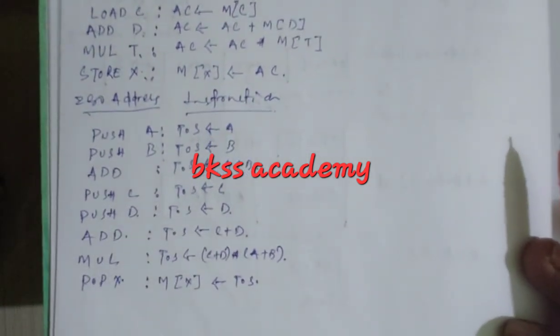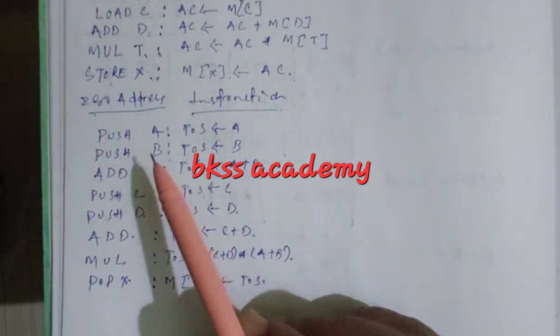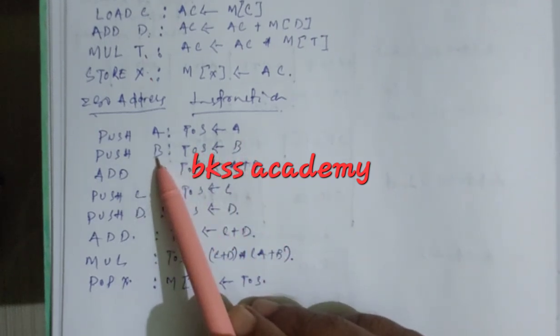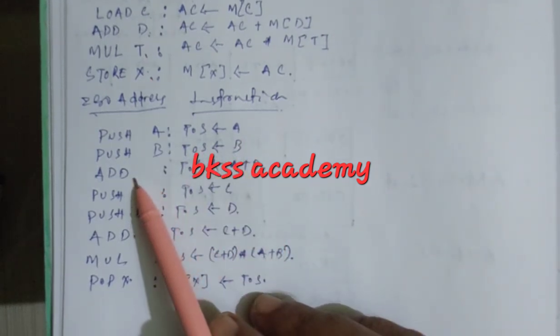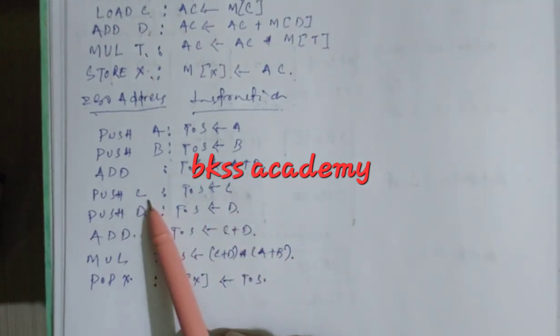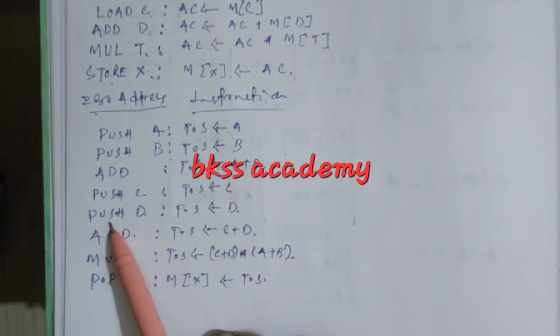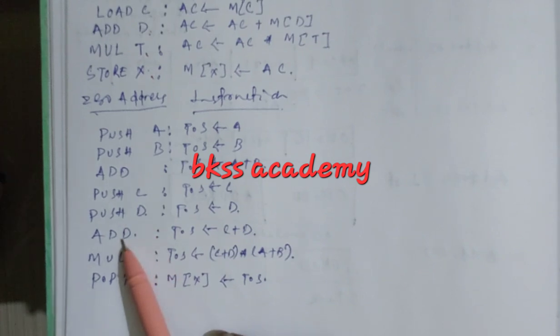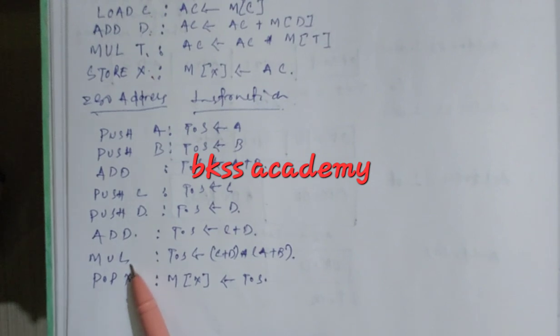Similarly, 0 address: push a, top of the stack will be a. Push b, top of the stack will be b. Add, top of the stack will be a plus b. Push c, top of the stack will be c. Push d, top of the stack will be d. Add, c plus d will be the top of the stack. Then multiply the top of the stack, c plus d, into a plus b.